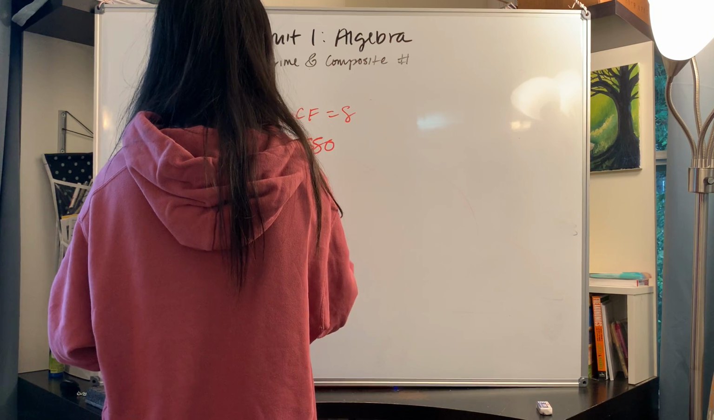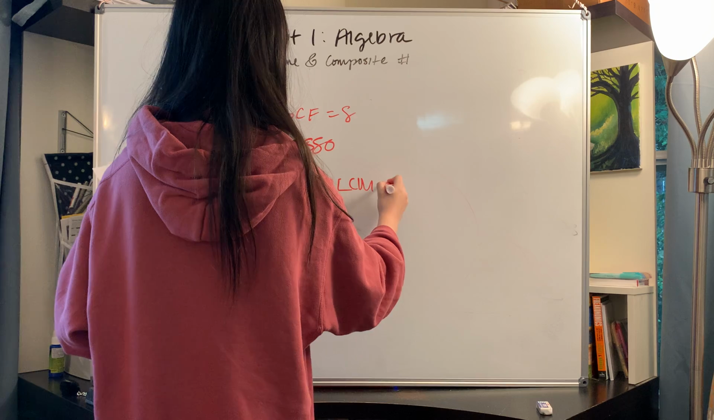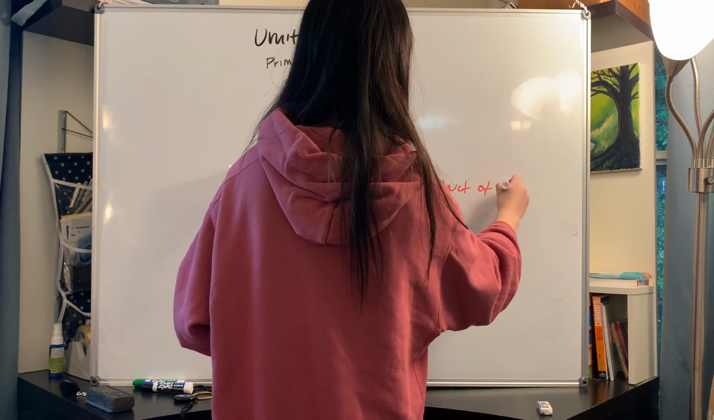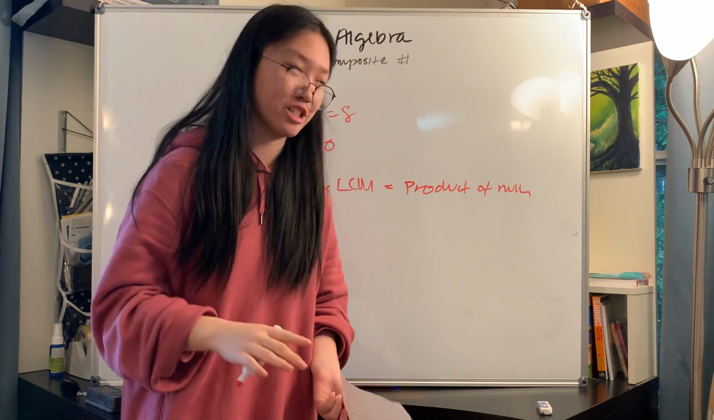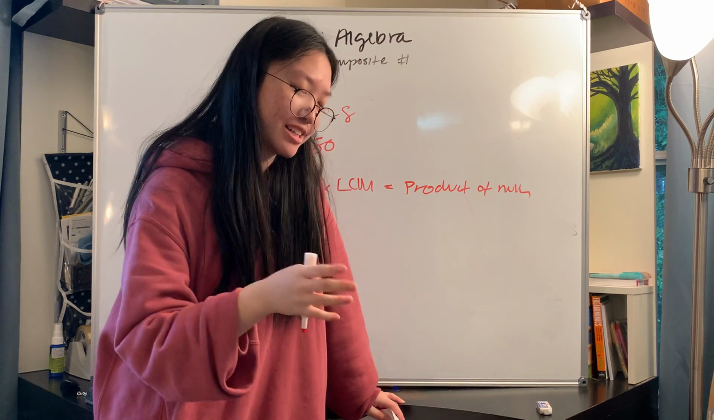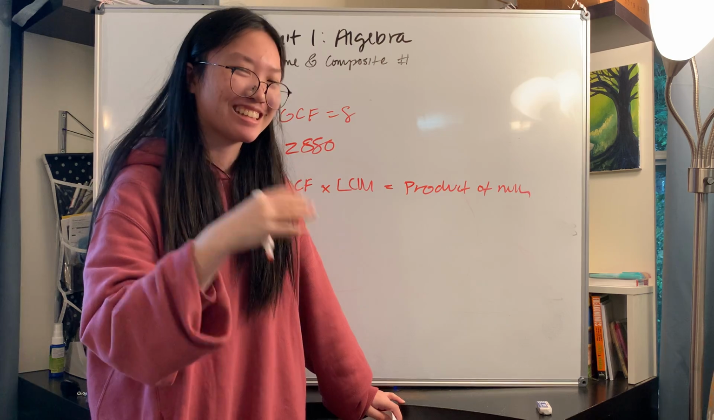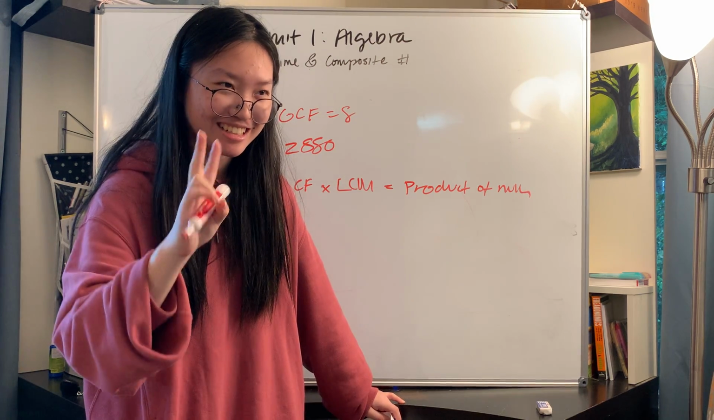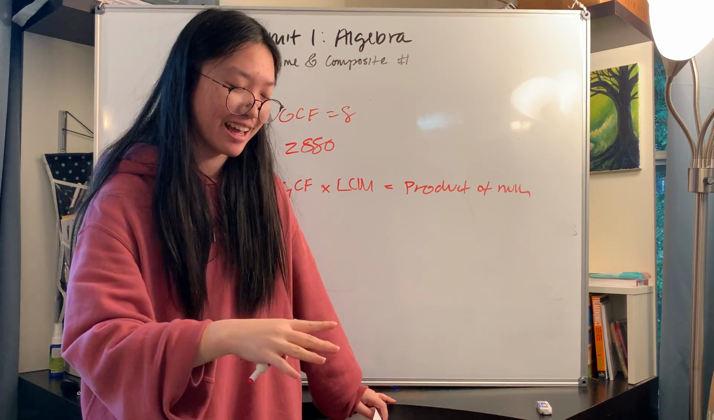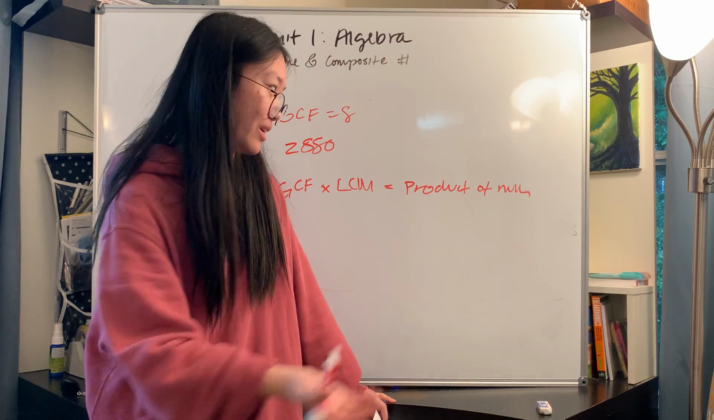Well, we know that the GCF times the LCM, least common multiple, is equal to the product of the numbers. And I feel like I should mention that this only applies when you're finding the greatest common factor or the least common multiple of two numbers. There's a rule for 3 numbers. I will not get into it in this video, but there's a rule for that. It doesn't work the exact same way as this.